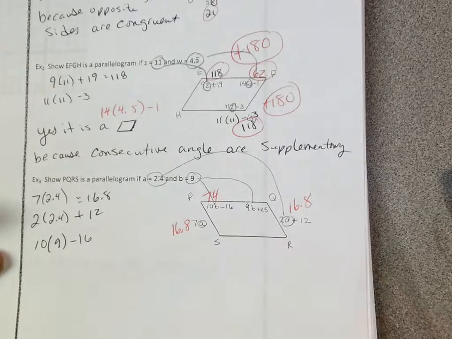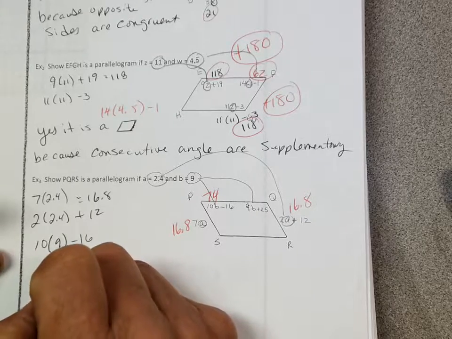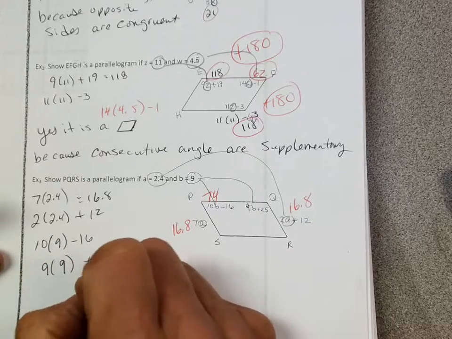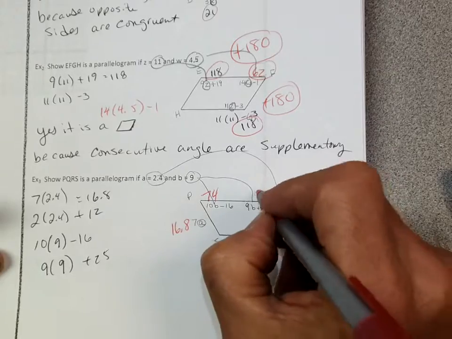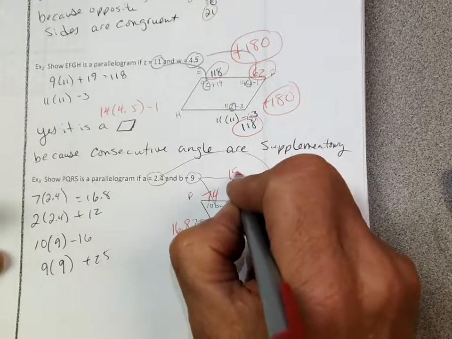Then we'll plug it in here. 9 times 9 is 81 plus 25. I'll have Katie tell me what it is. You got 106. If I add these together, it makes 180, right?